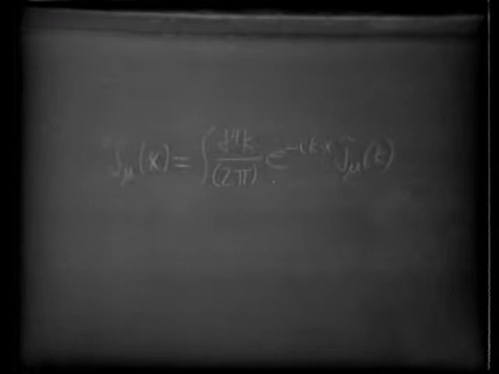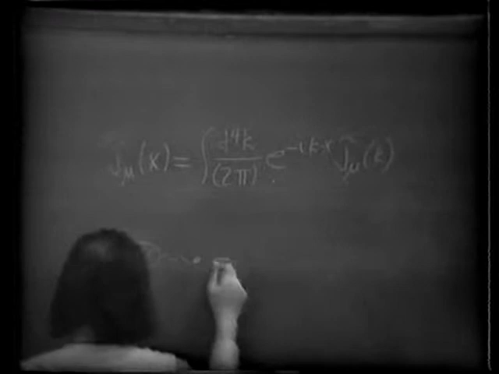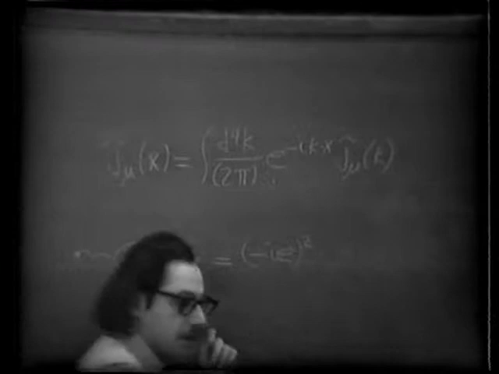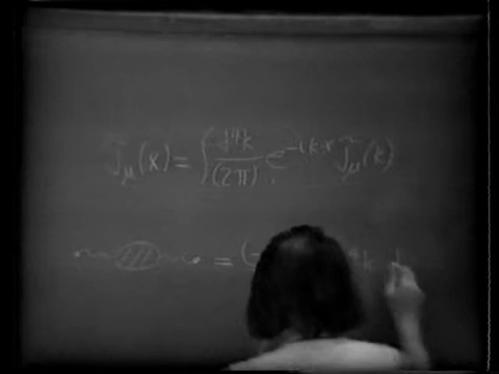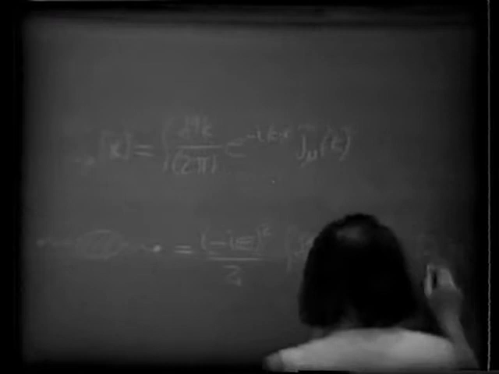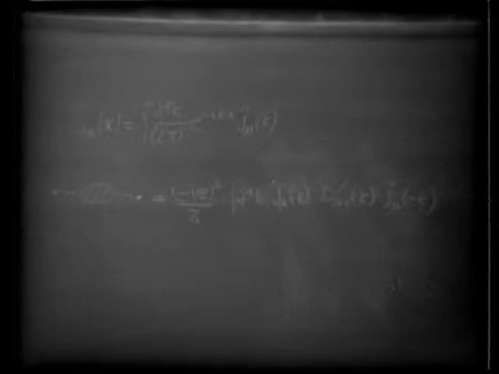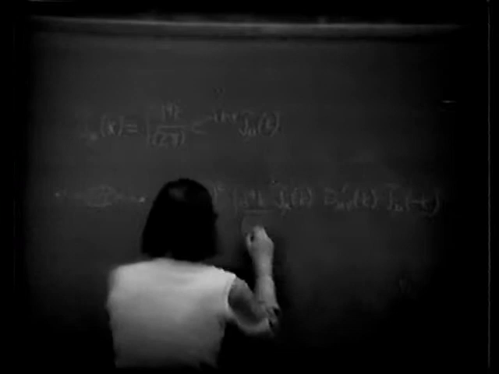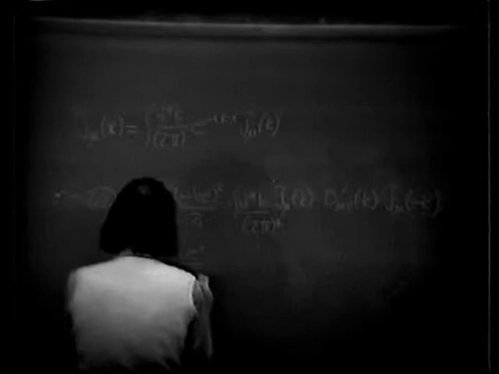Now, the graph in question is, of course, trivial to compute. There is a minus i e squared from the e explicitly in the interaction. There is a combinatoric factor of 1 over 2. There is an integral d4k, there is a J mu twiddle of k, there is a D mu nu prime of k, and finally, there is a J mu twiddle of minus k. The over 2 pi to the fourth, oh, I left out the 2 pi to the fourth. Or, assembling these things together, i e squared over 2, integral d4k over 2 pi to the fourth.